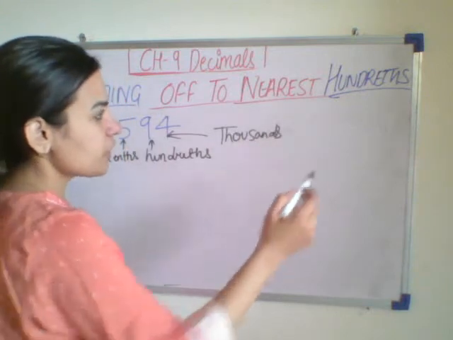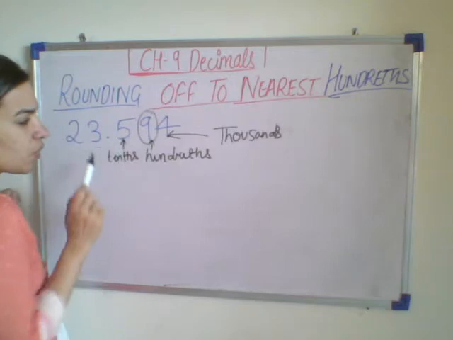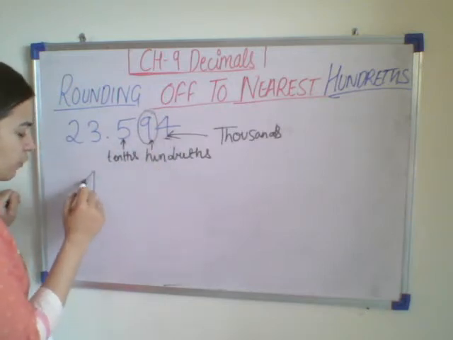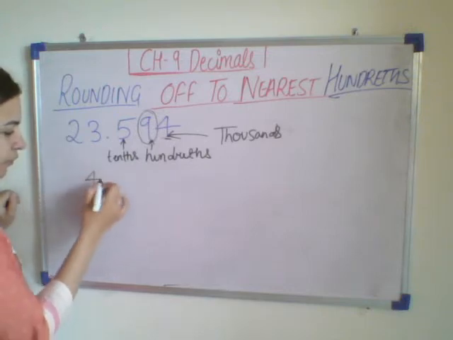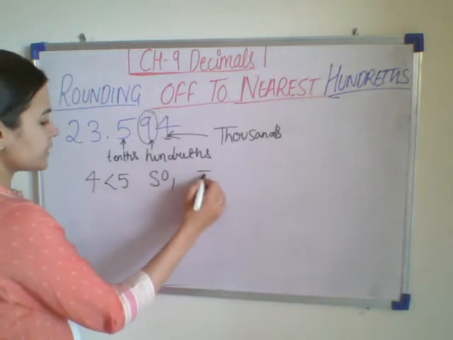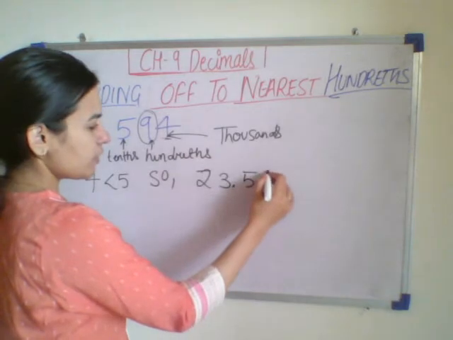Now in the question we have to round off to the nearest 100th, that is this. What is the digit next to it? It is 4. So 4, it is smaller than 5. So we will be writing this as 23.59.